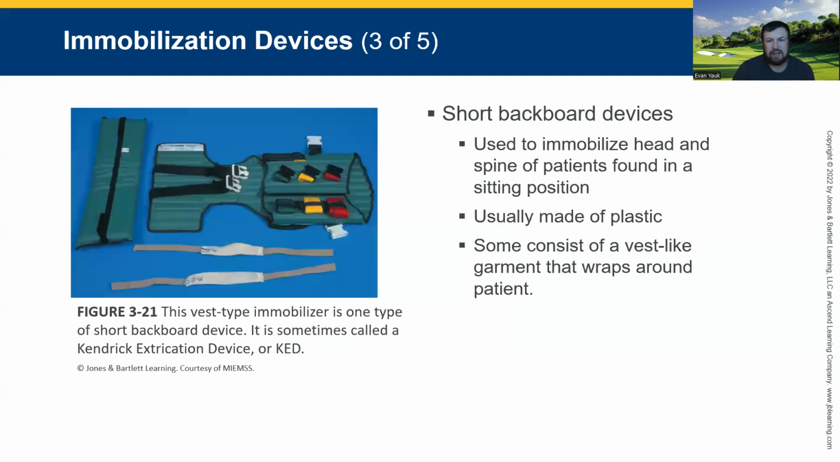We also have things like the KED, one of my favorite tools right here. The KED has multiple uses, but its main purpose is, say you're in a car wreck, we've got to secure that spine, that head, and that neck with the patient in the vehicle. This is literally a portable small backboard. It's going to go in behind that patient while they're in the vehicle.